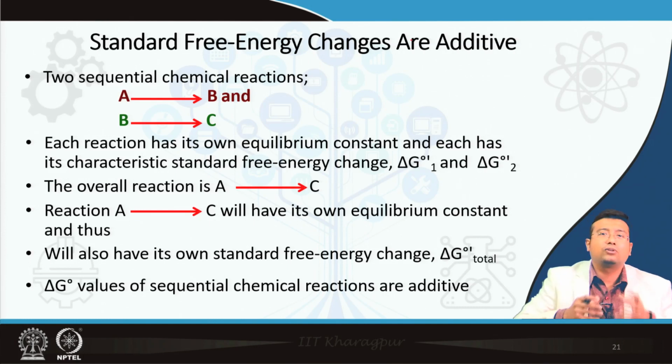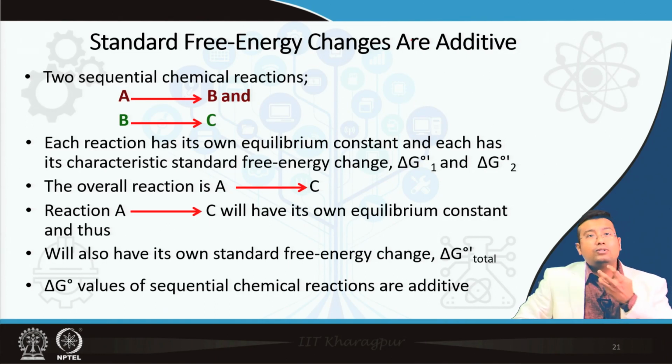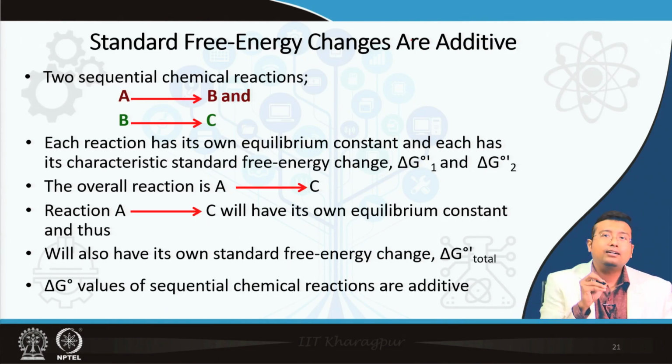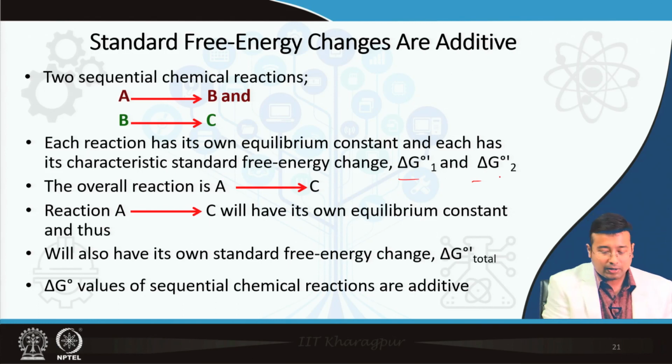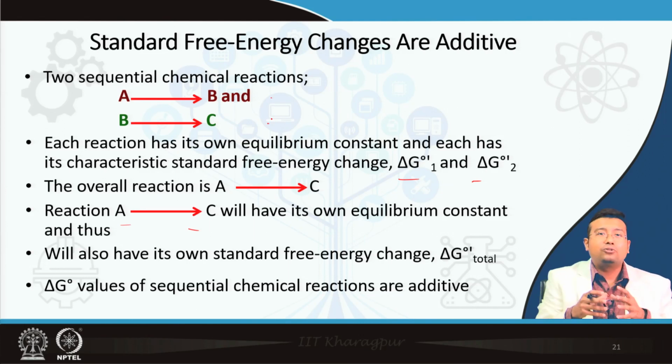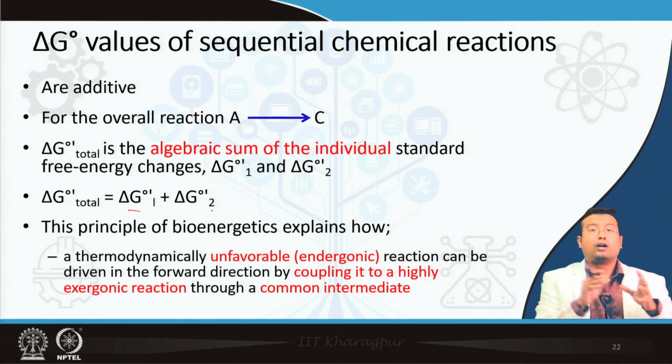So, how can we use this concept in our biological system? We can use it very beautifully, because standard free energy change is additive. Suppose a compound has to transform from A to B and B to C. Ultimately, when we look at the bigger picture, when the compound is converted from A to C, there is a delta G for each reaction. When we combine the two reactions, the delta G values add up. So, let us see how it is beneficial for our system. It is the algebraic sum of the total reaction.